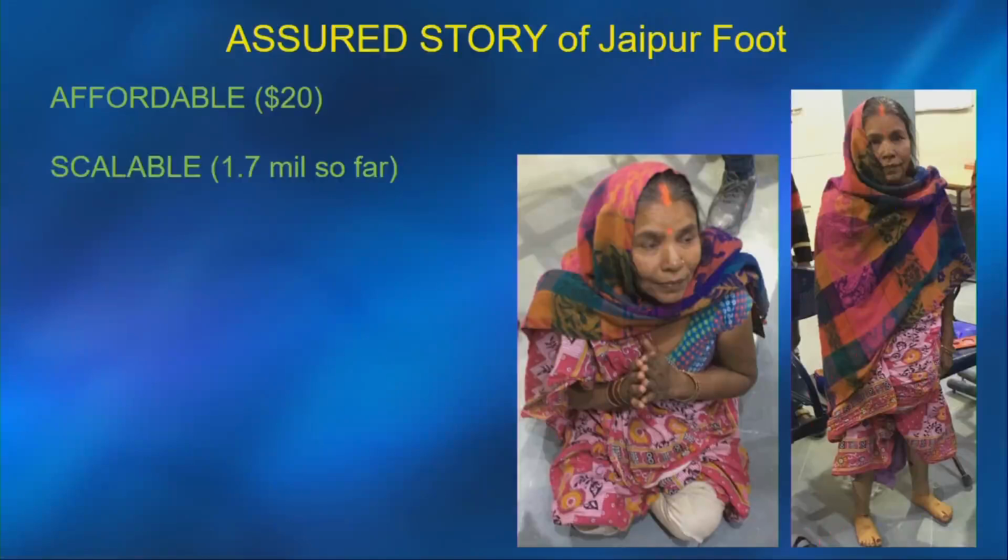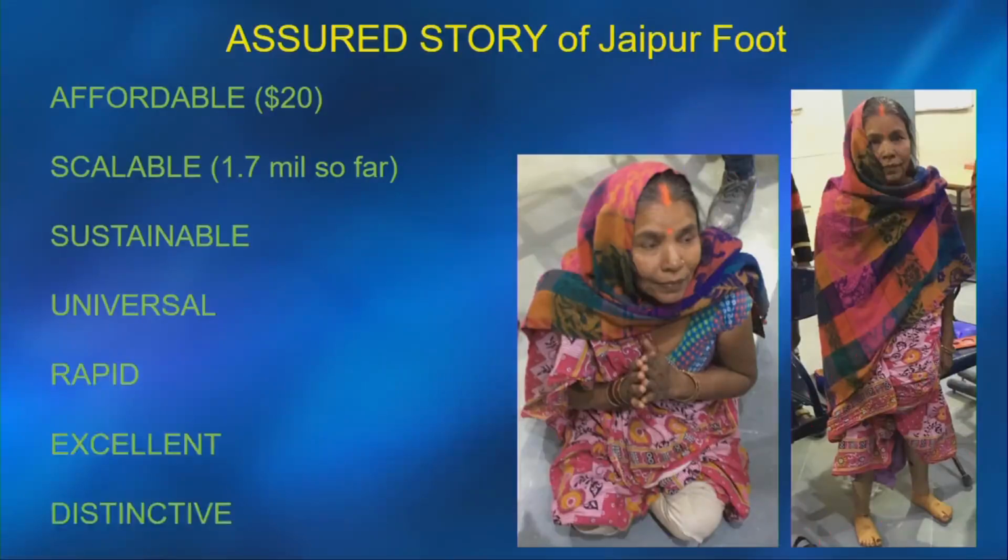You look at Jaipur Foot that I mentioned about, and these are photographs that I myself took on mobile about 3 months ago when I visited Jaipur. And you can see this poor lady who has lost her limbs and how she is able to stand and walk. But she would not be if it was not affordable, just $20. And as I said, more from less for more and more people, 1.7 million people. It is sustainable, universal, rapid, excellent and distinctive. So the assured story of Jaipur Foot, assured story of Jio tells us how we have to move.